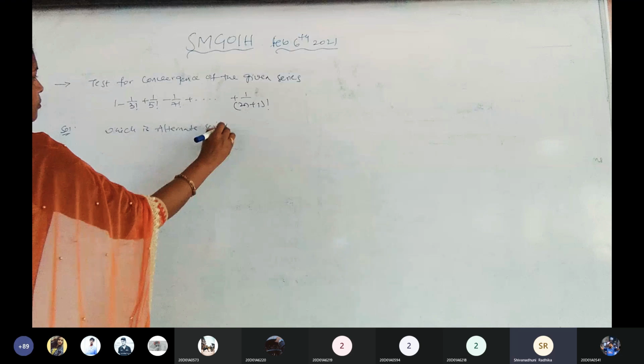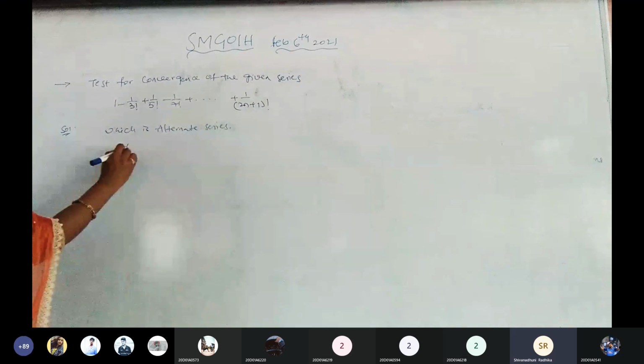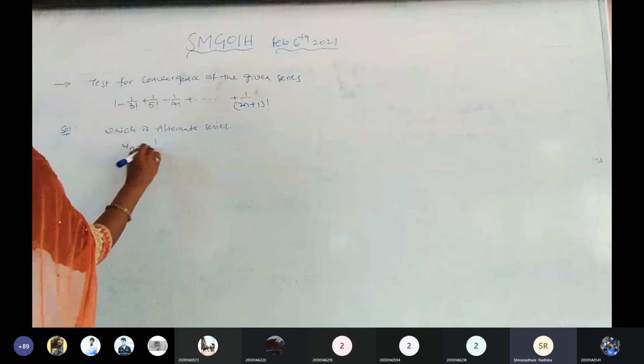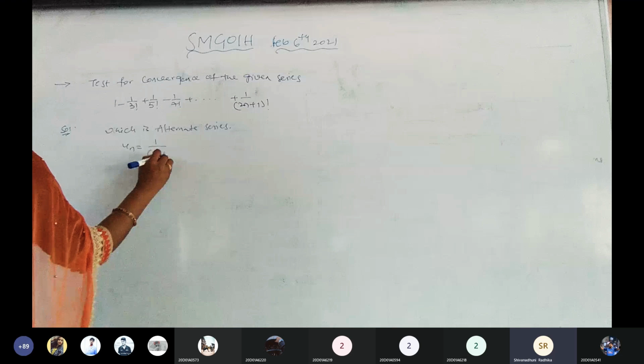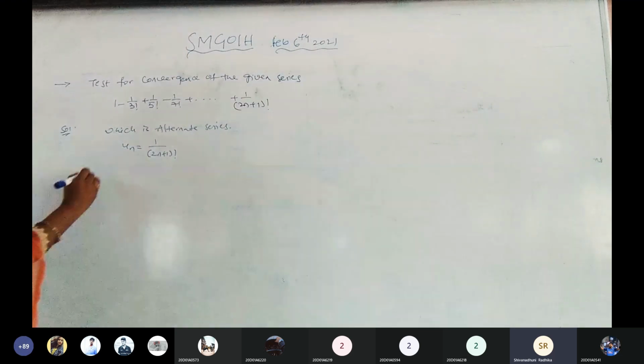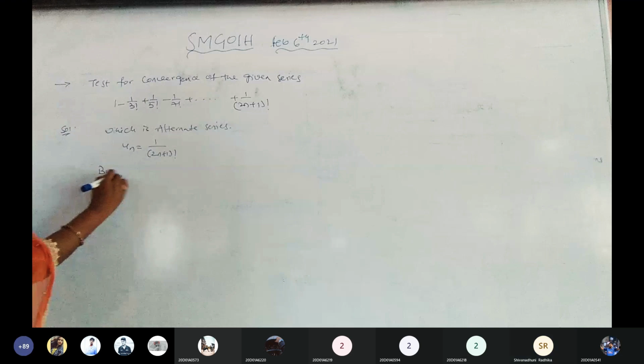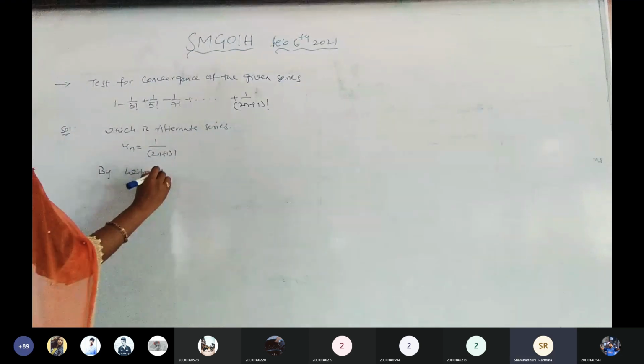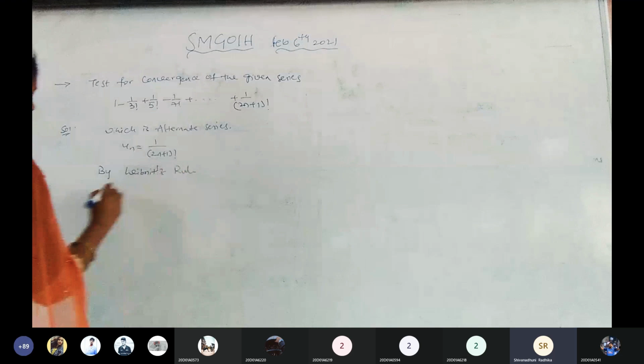Is it clear? Now, what is un here? I'm just going to write the un term, without the positive or negative sign. un equals 1 by (2n plus 1) factorial. Is it clear? Now, by Leibniz test, by Leibniz rule, what is the first condition?